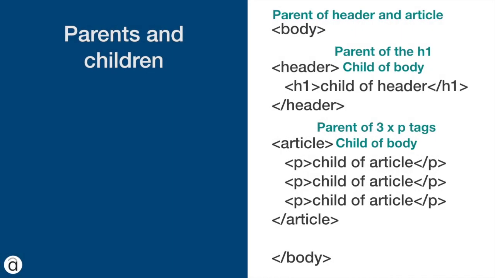And looking at parents and children from the top down, if you like, the body is the parent of the header and also the article. The header is the parent of the H1 within it. However, the header is also the child of the body because it is within the body section. Let's have a look at the article. It is the parent of the 3 P tags that we've just spoken about, but also it's the child of the body because it is inside that body.